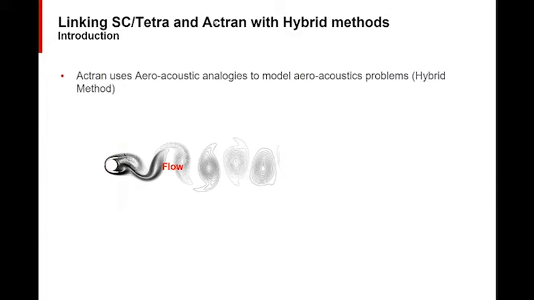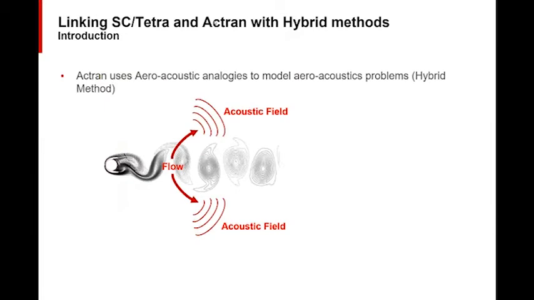So to give you a little more details, there are two different acoustic analogies that can be used in Actron. The Lighthill analogy, which is valid for low Mach numbers, and the Curle analogy, which is valid for higher Mach numbers. So let's have a look in more details at how these aeroacoustic sources are computed. I will explain based on Lighthill analogy because it's much simpler.